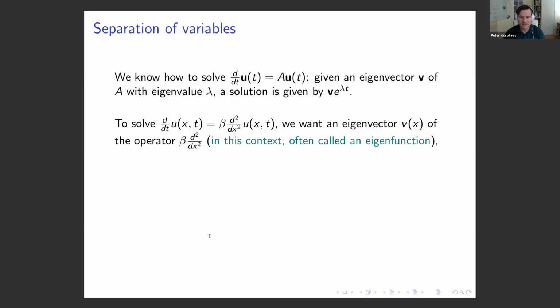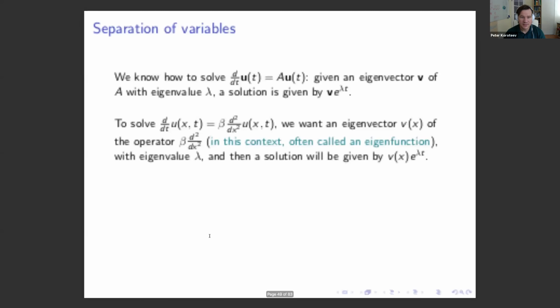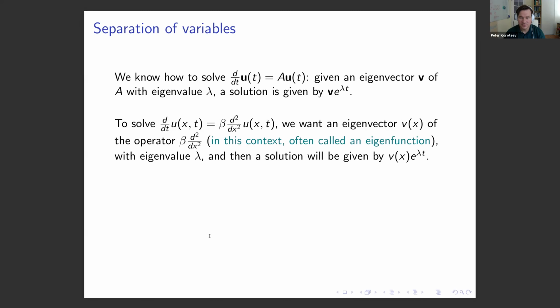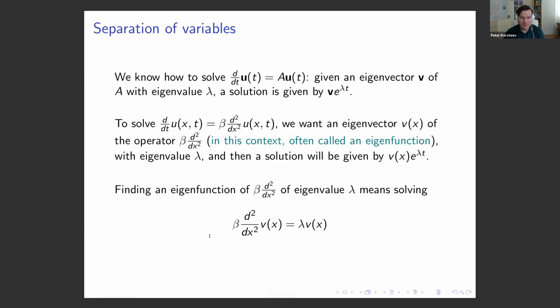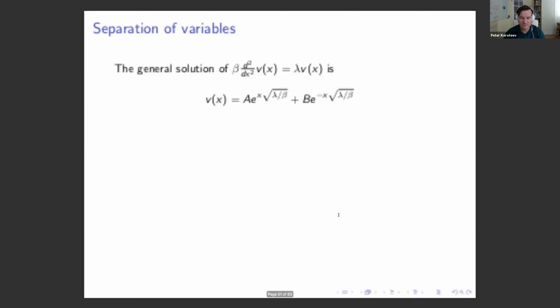And let's call it an eigenfunction. So this eigenvector is actually an eigenfunction with eigenvalue lambda, and then the solution will be given by v of x e to the lambda t. Right, so it's a complete analogy with the ODE, with the vector ODE case. Finding an eigenfunction of this operator with eigenvalue lambda means to solve this equation: the second derivative acting on v of x equals lambda v of x.